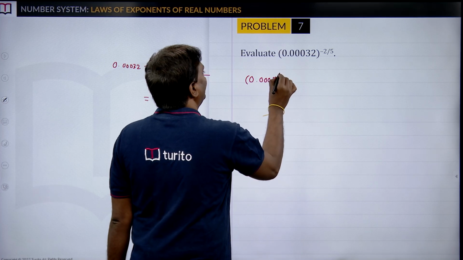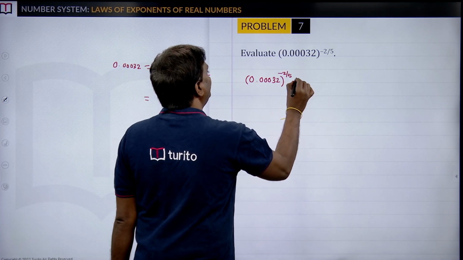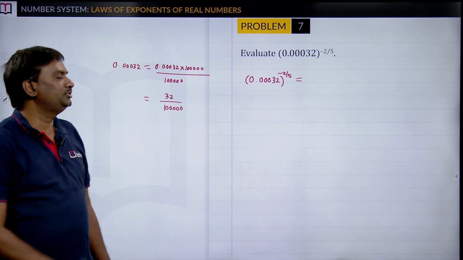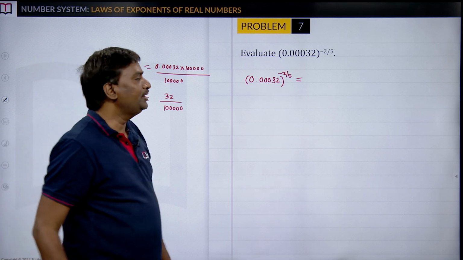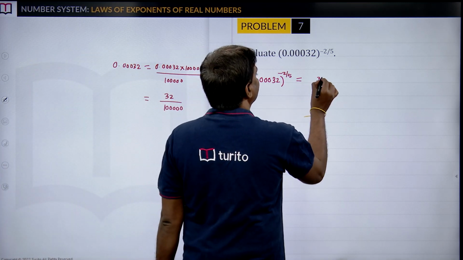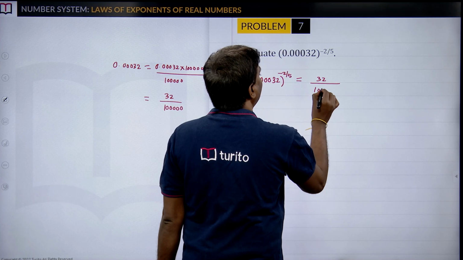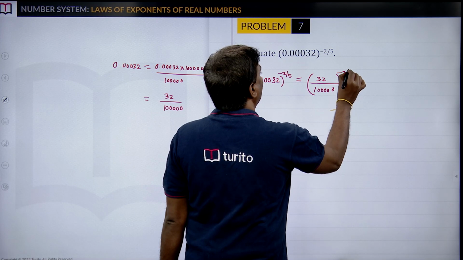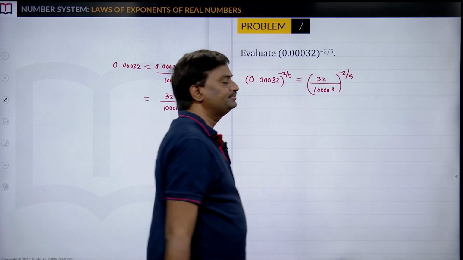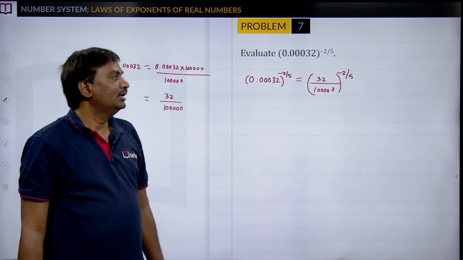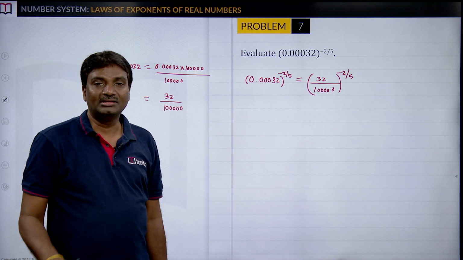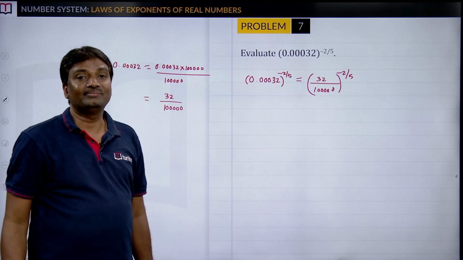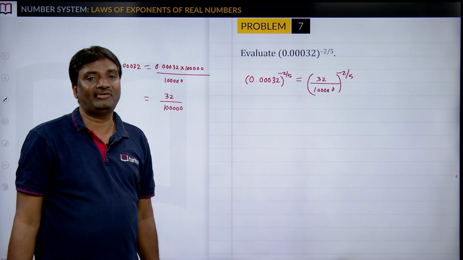0.00032 power minus 2 by 5 equal to, in place of 0.00032, I am writing 32 by 1 lakh, that is 32 by 1, 2, 3, 4, 5 zeros, power minus 2 by 5. So in the numerator we have 32. That can be written as 2 power 5. In the denominator we have 1 lakh. That can be written as 10 power 5.